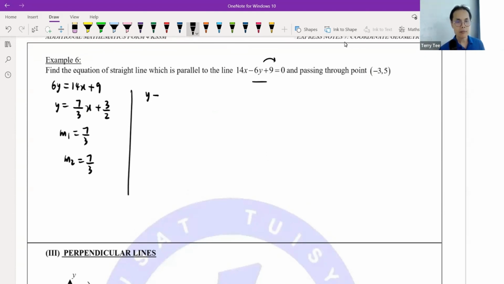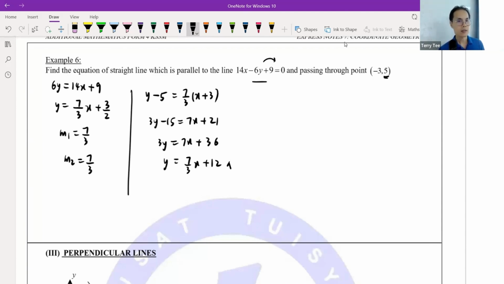We just have to do y minus y1. Take 5 out, your y1 is 5. Gradient is 7 over 3 times x minus x1. So multiply over, rearrange it: 3y equals 7x plus 36. If you divide by 3, you will get this answer.